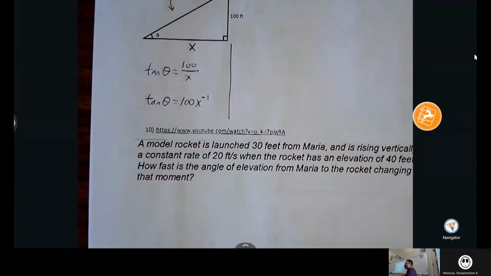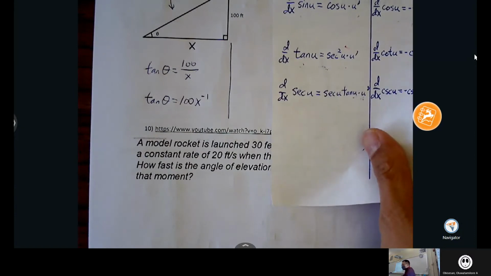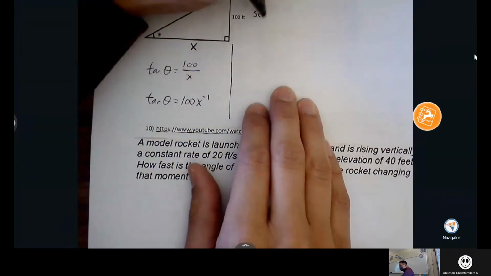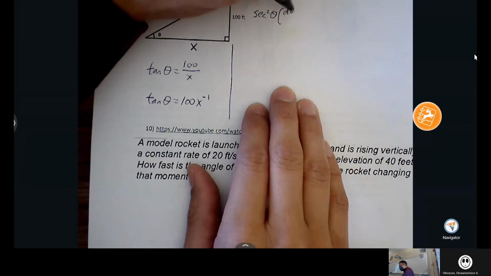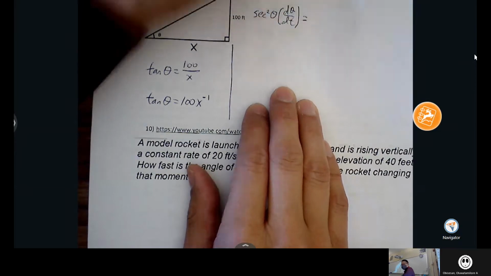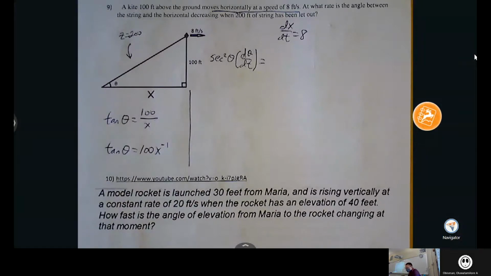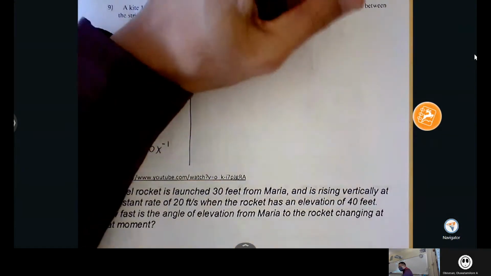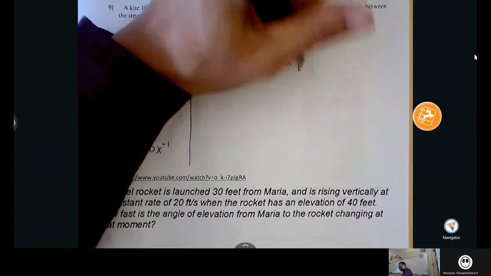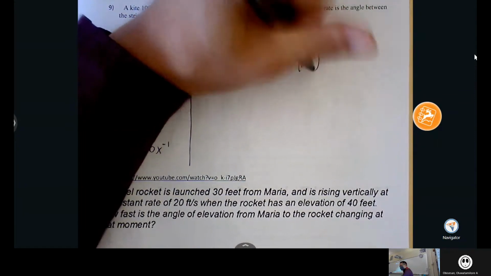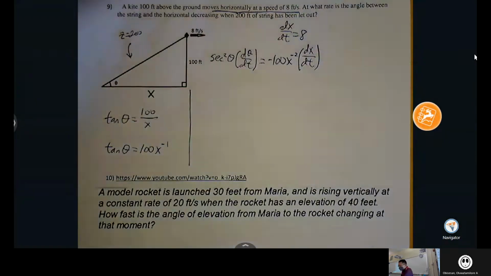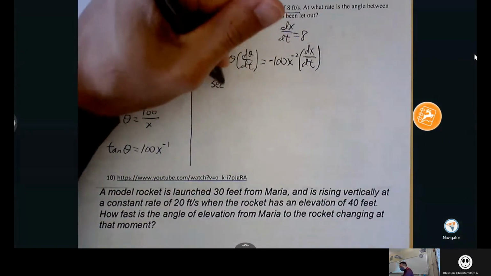Okay. Find the derivative. Secant squared, right? Okay, right side becomes negative 100 x to the negative 2 dx. All right. Clean that up. We can bring that x down to the bottom.